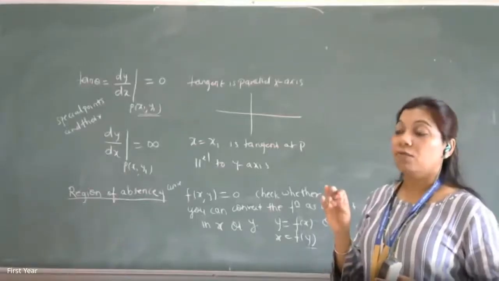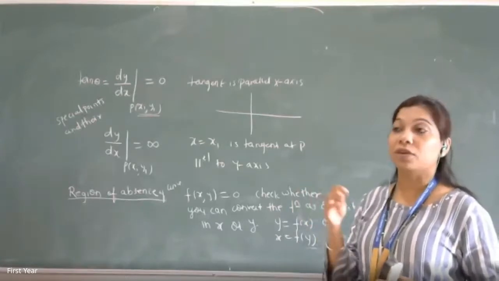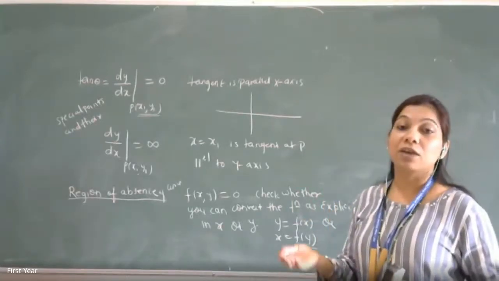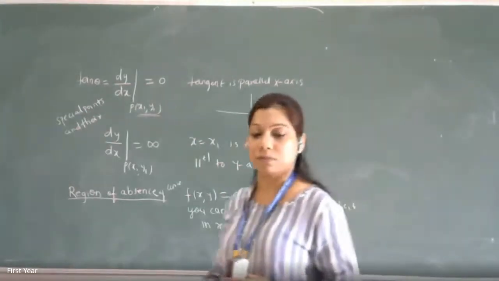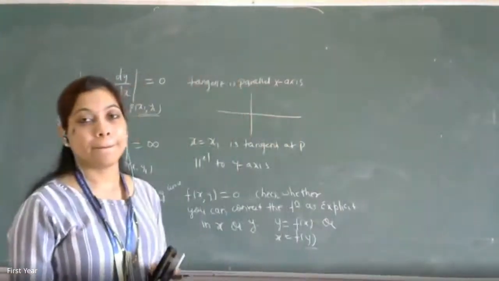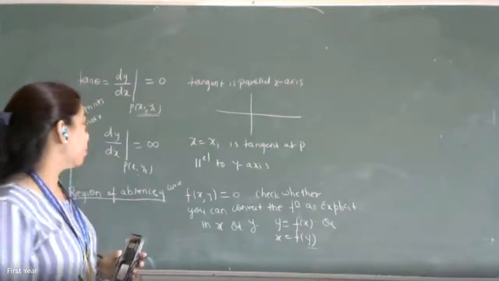So when I'm saying for this range of x, for this interval of x, y does not exist. What is the meaning of y does not exist in the real number system? It will be maybe imaginary. Absolutely right. Very good, Swapnil.